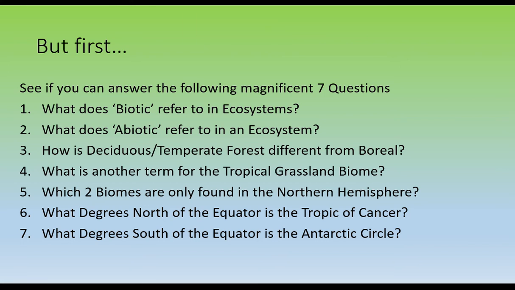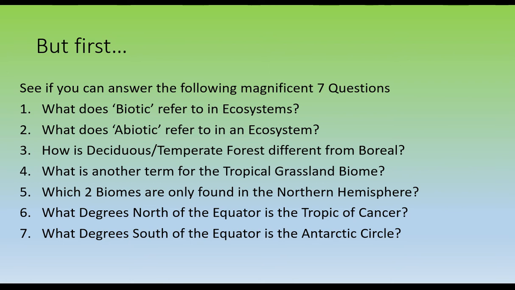Okay, so let's go through the answers to these. The word biotic refers to the living parts of an ecosystem. Abiotic refers to the non-living parts of an ecosystem, so the climate, the soil, the ground, the water, the air, etc. Deciduous and boreal forests are different from each other in a few ways. One of the main ways is the type of tree species that dominates. So in deciduous forests they lose their leaves because they're seasonal, whereas boreal forests are evergreen. You could also mention the climate characteristics being different. You could also mention the fact that they are different locations around the world.